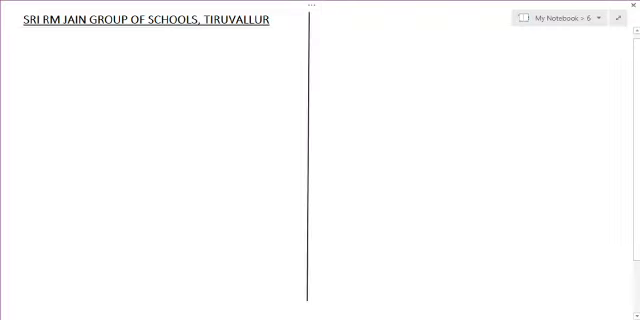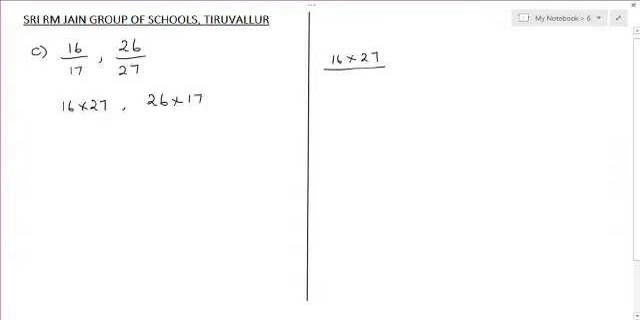So your C sum is 16 divided by 17, 26 divided by 27. I don't have a common factor for 16 and 17 and 26 and 27. So I need to cross multiply the numbers. So 16 into 27, 26 into 17. Let me multiply and find out what is 16 into 27.